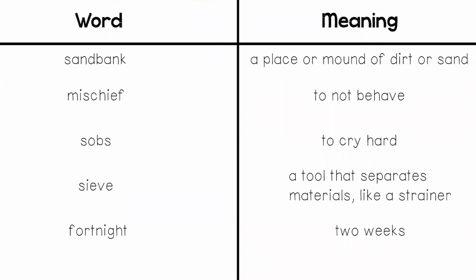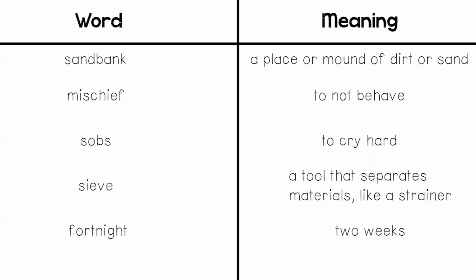Fortnight means 2 weeks. When I replace the unfamiliar word with the definition, that sentence sounds like this. It was the second little jacket and pair of shoes that Peter had lost in 2 weeks. Replacing the word you don't know with the definition is a great way to check your understanding.